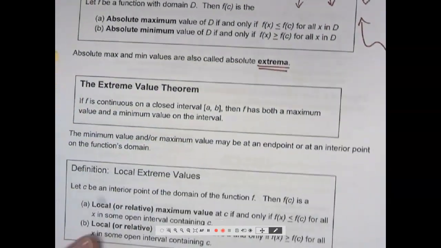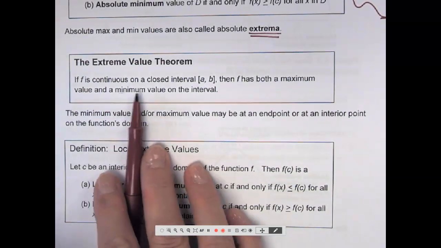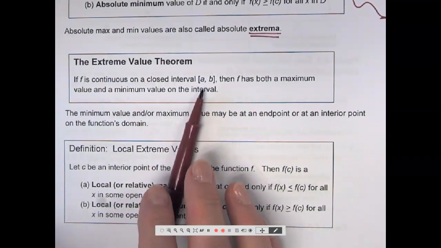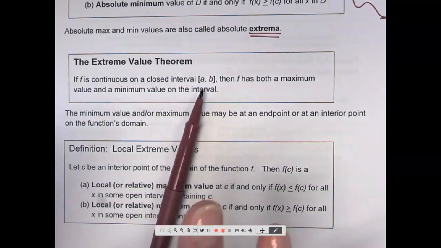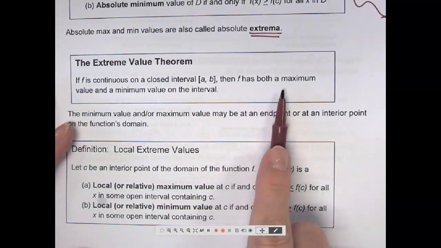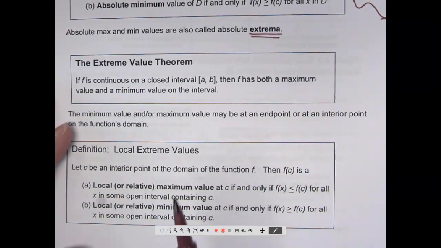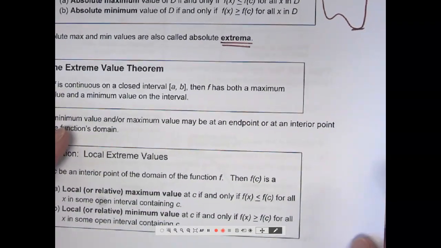Extreme value theorem says that if f is continuous on a closed interval, okay, so what that means is you have some graph that has no break in it, but it starts at one x value and stops at another. The domain is not all reals. It goes from one x to another x. Then it will have a max and a min value. Okay? Now, if the domain is all reals, that doesn't hold true.